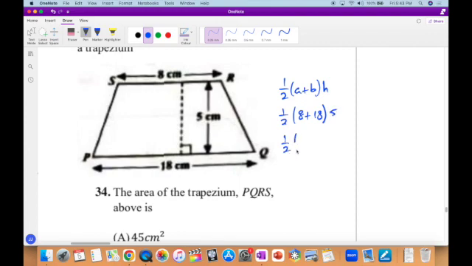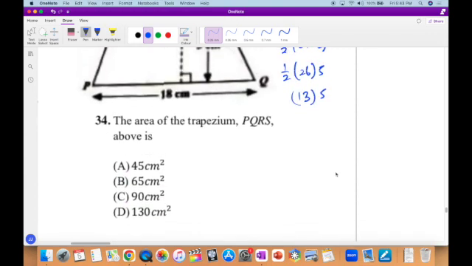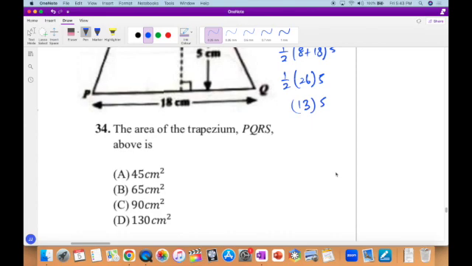So that is a half into 18 plus 8 is 26 times 5. And well, a half of 26 is 13, isn't it? So it'll be 13 times 5. So 13 times 5 will work out to be about 65. If we do 5 tens are 50, and then 5 threes are 15, it'll be 65.